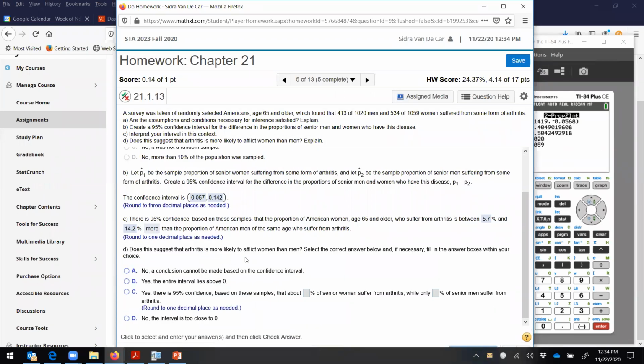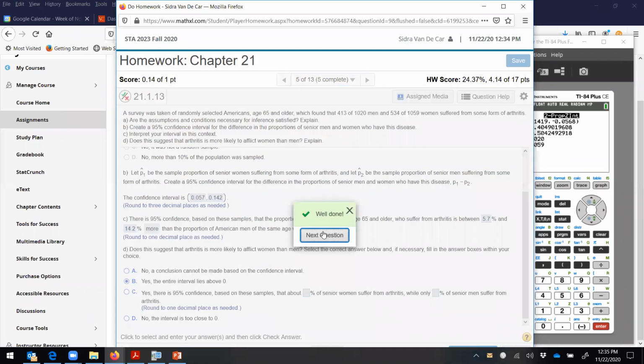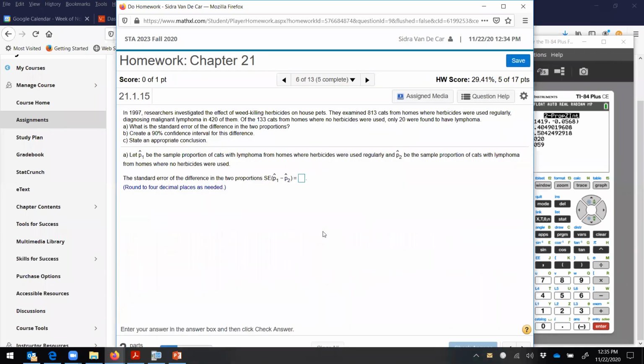Does this suggest arthritis is more likely to affect women than men? Yes, the entire interval lies above 0. Remember, and this is the question that you had on your discussion and all, when 0's in the interval, they could be the same. That's the key thing you're looking for here.